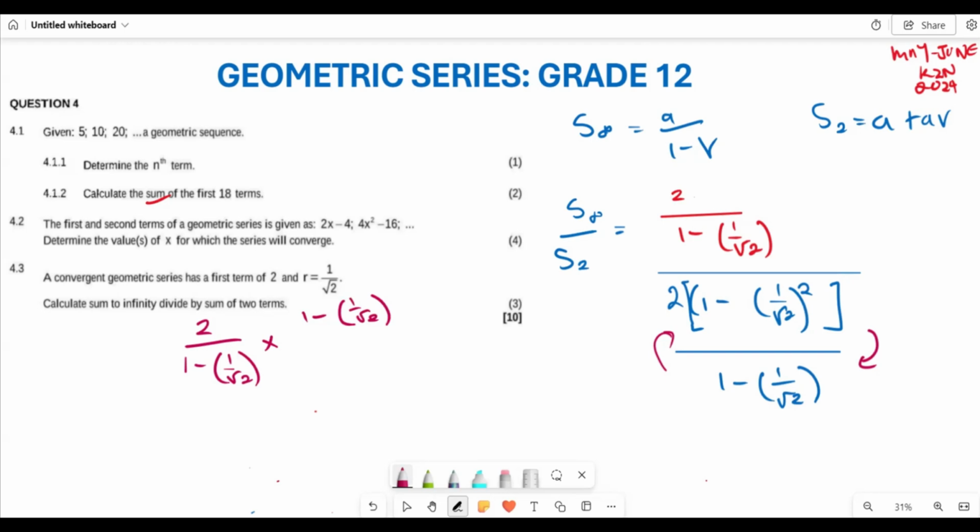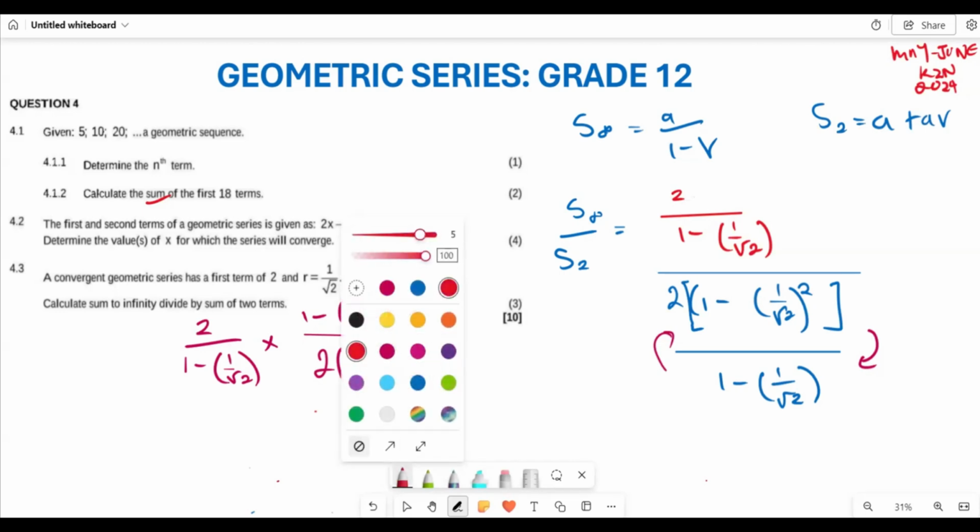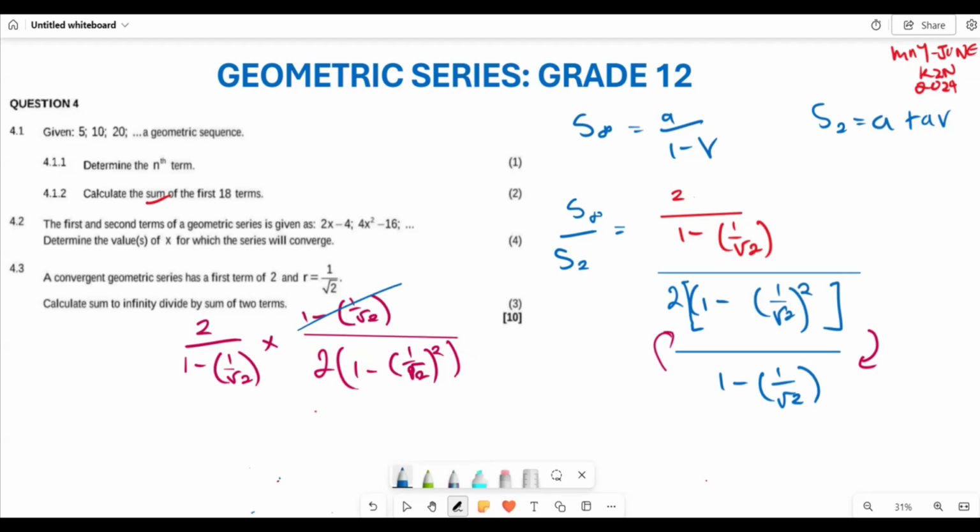Now I'm looking at my sum of two terms in the denominator. This is now also divided by what? This is the same as 2 into bracket 1 subtract, this was 1 over root 2. This is 2, right? Now close bracket. What does this mean? Whatever I have here, look at this carefully, is going to cancel with this one. The 2 and the 2 here are going to cancel, which means I am left with 1. So this is the same as 1 divided by what? I am left with 1.